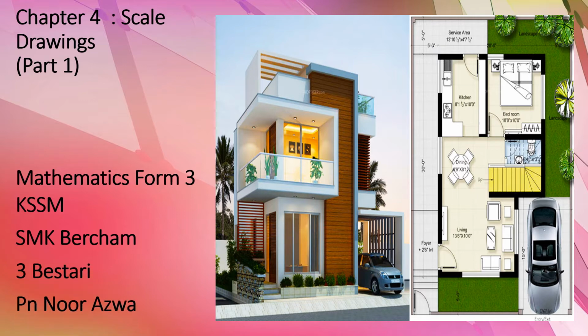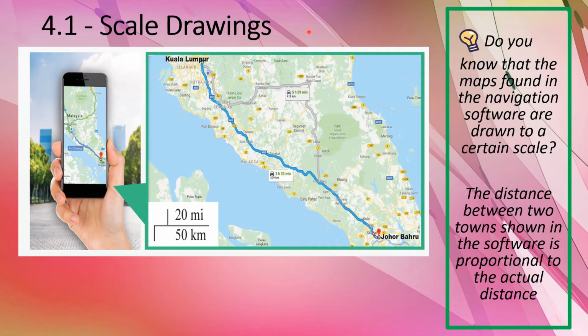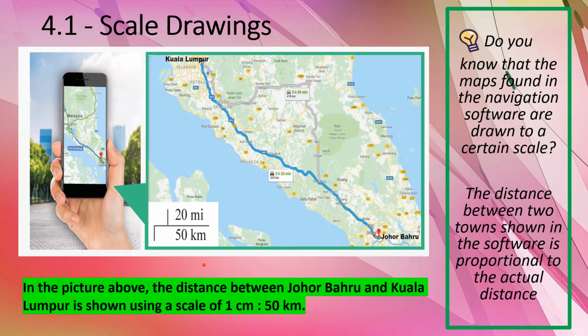So today you're going to learn a new chapter, Chapter 4, Scale Drawings. Okay, so these are the maps found in the navigation software. Do you know that the maps are drawn to a certain scale? As you can see, there are two towns here, Kuala Lumpur and Johor Bahru, and the distance between these two towns in the software is proportional to the actual distance. The distance between Johor Bahru and Kuala Lumpur is shown using a scale of 1 cm is to 50 km, which means 1 centimeter in the map is equal to 50 kilometers in reality.